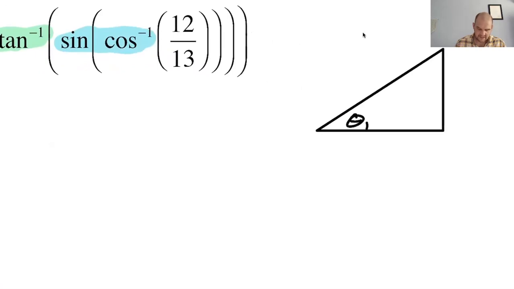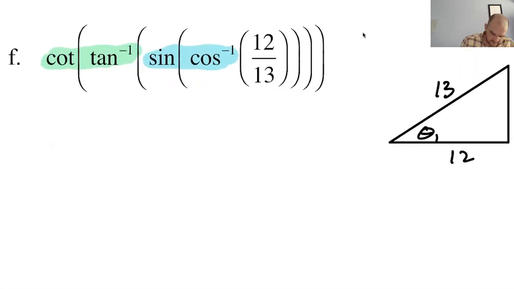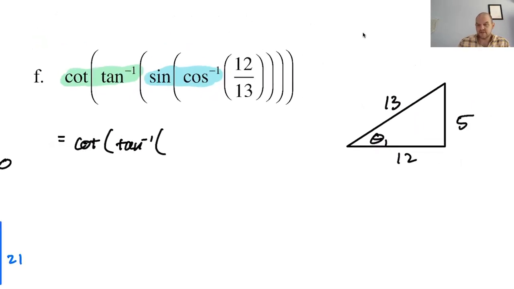Theta 1. Cosine of theta 1 is 12 over 13. So 5, 12, 13. So we're doing the cotangent of the tangent inverse. So I think at this point, there's something that's going to happen. I mean, I feel like it's going to happen. So sine of theta 1 is 5 over 13, right? Okay, what do we need to find? We need the cotangent of the angle whose tangent is 5 over 13. If the tangent is 5 over 13, isn't the cotangent just 13 over 5? I think that's going to be our answer.